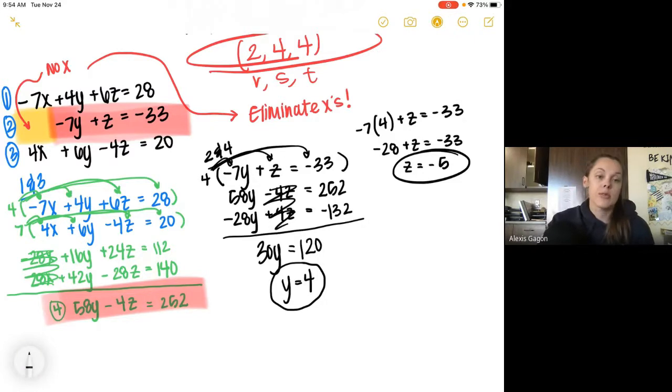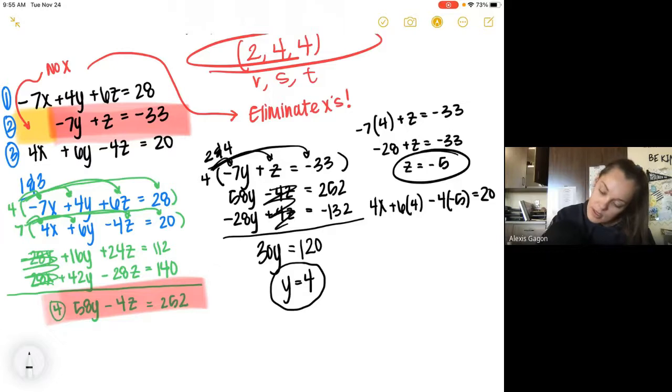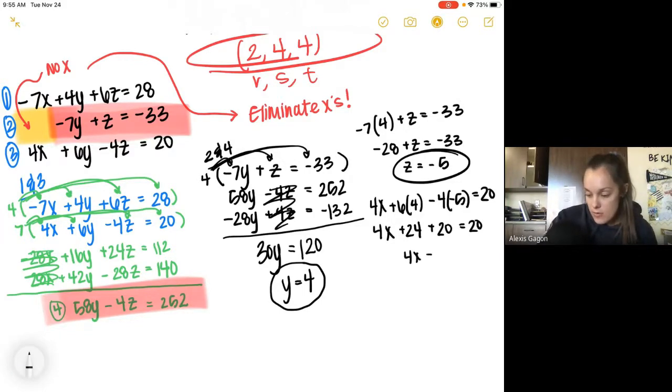Now I can plug that into equation 1 or 3. Doesn't matter. Let's just use equation 3, I guess. That's going to be 4x plus 6 times 4 minus 4 times -5, and that equals 20. That's 4x plus 24 plus 20 equals 20. That's 4x plus 44 equals 20. 20 minus 44 is -24. So x equals -4.